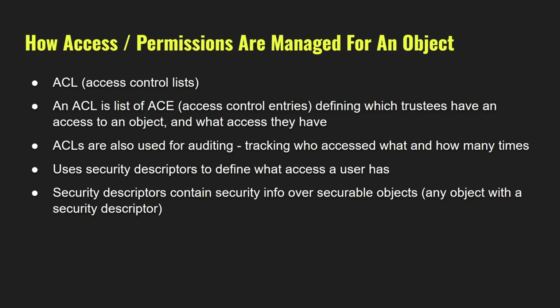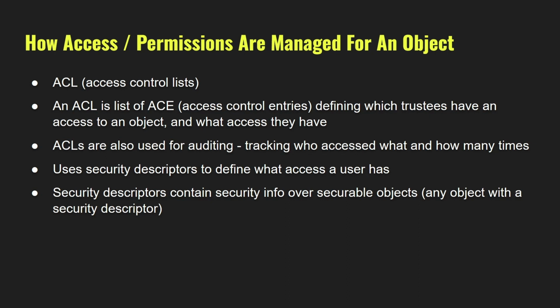an access control list. An ACL is a list of ACEs, access control entries, defining which trustees have access to an object and what access they have. By trustees, I just mean which users or groups have access or do not have access to an object, and it says there what access those particular groups and people will have.